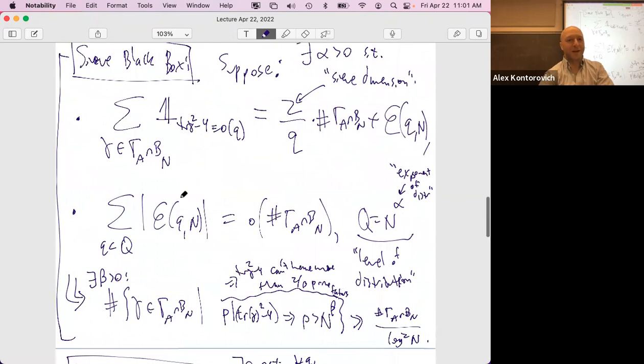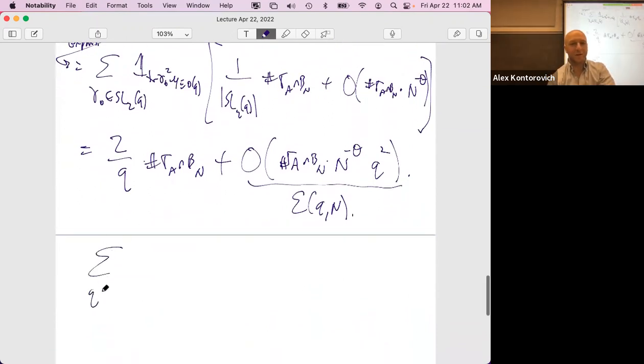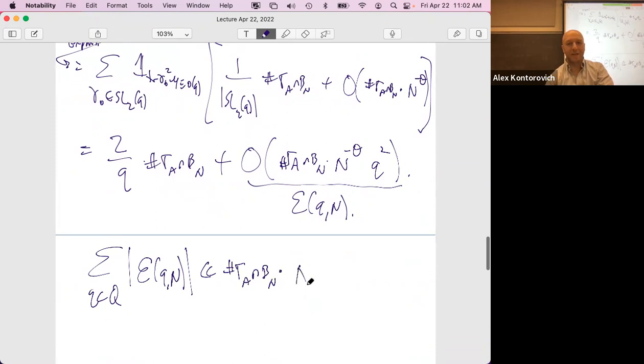So we need to know that we can sum these errors up to the level big Q, and still be under the total count. Can we do that with Q as large as a power? Okay, so let's see. If I take a sum over Q up to big Q of these E_Q(N), what do I get? I'll plug in this bound for the E_Q(N). I have the total number of things, Gamma_A in a ball. I have my savings, N to the minus theta. And then I'm summing Q squared up to big Q, so that's big Q cubed. And I want this to be little o of how many points there were, Gamma_A in a ball.